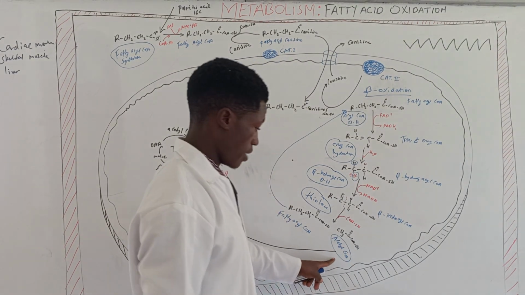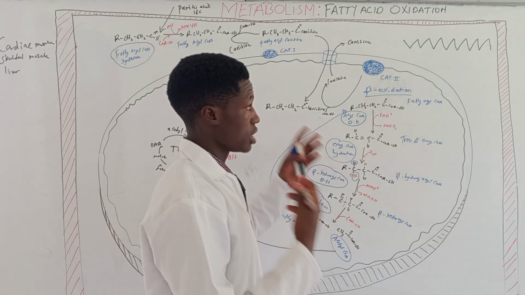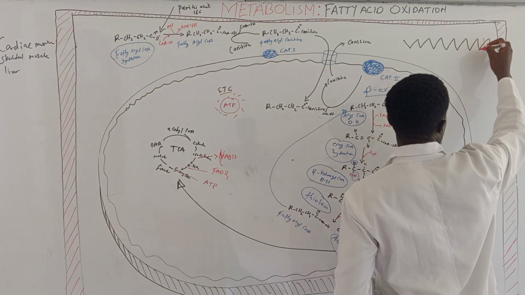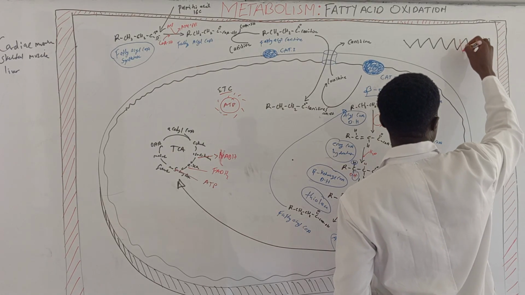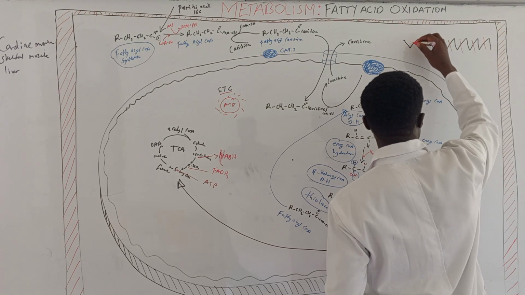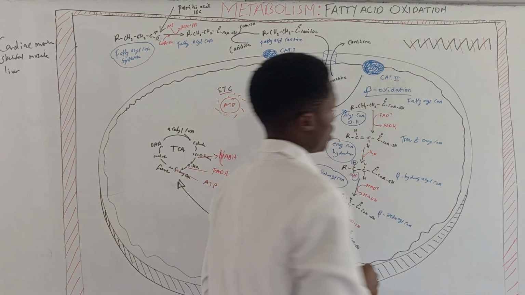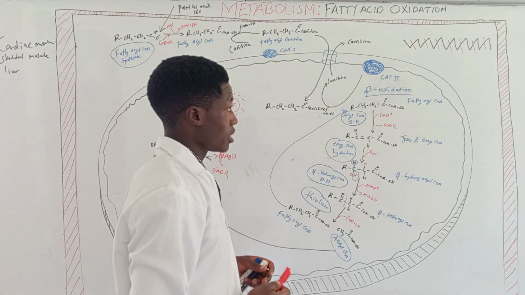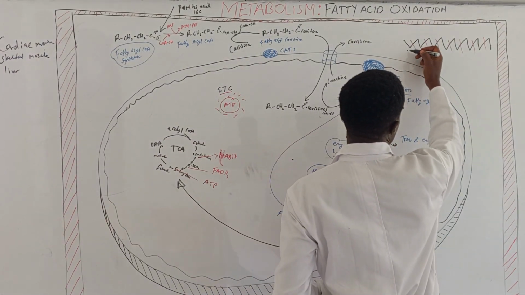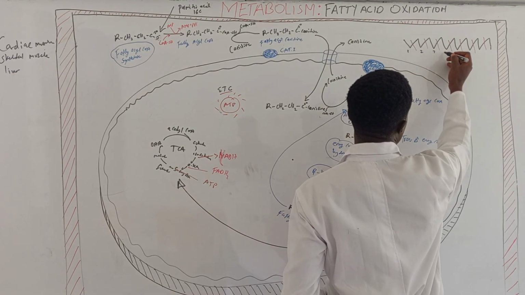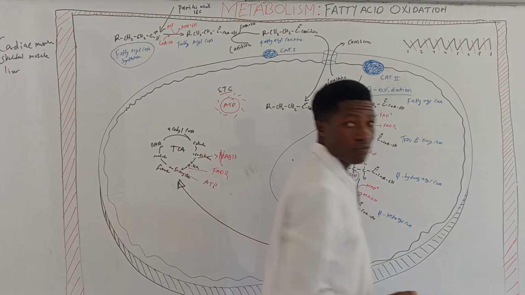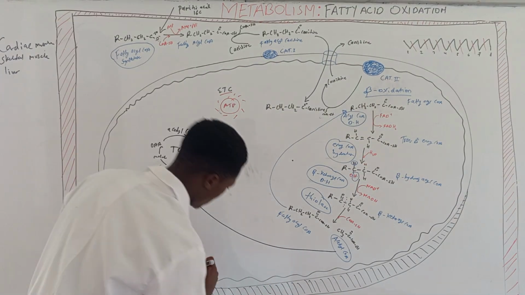I told you that acetyl CoA has 2 carbons, so I'm going to remove 2 carbons at a time. So this is 1, 2, going to cut there, 1, 2, cut, 1, 2, cut, 1, 2, cut, 1, 2, cut, 1, 2, cut. So how many acetyl CoA are you going to get from there, guys? Let us count. 1, 2, 3, 4, 5, 6, 7, 8. Pretty good. We are going to have 8 acetyl CoA.